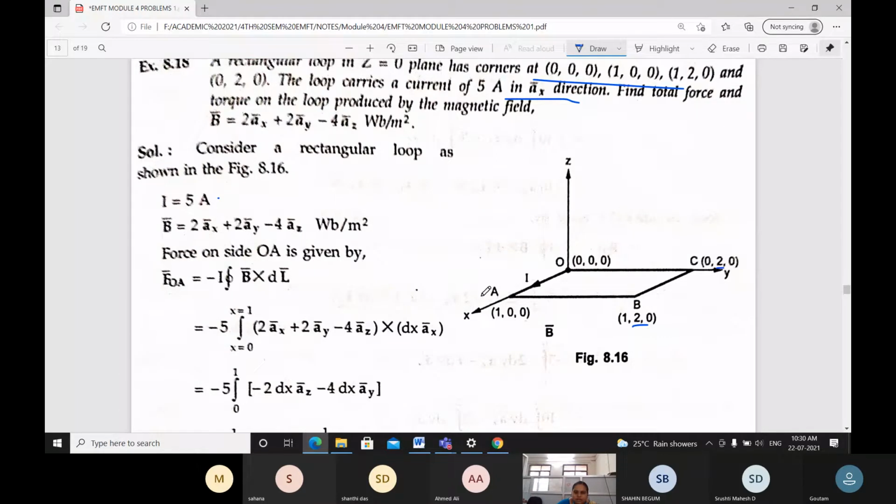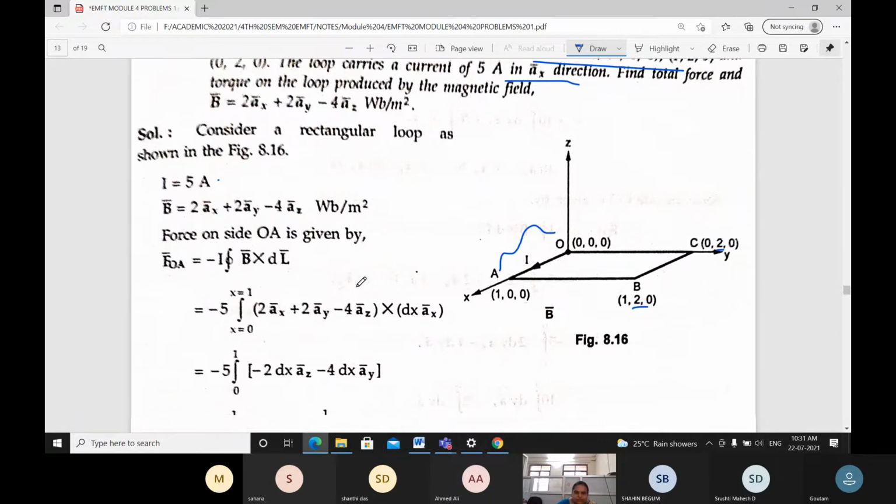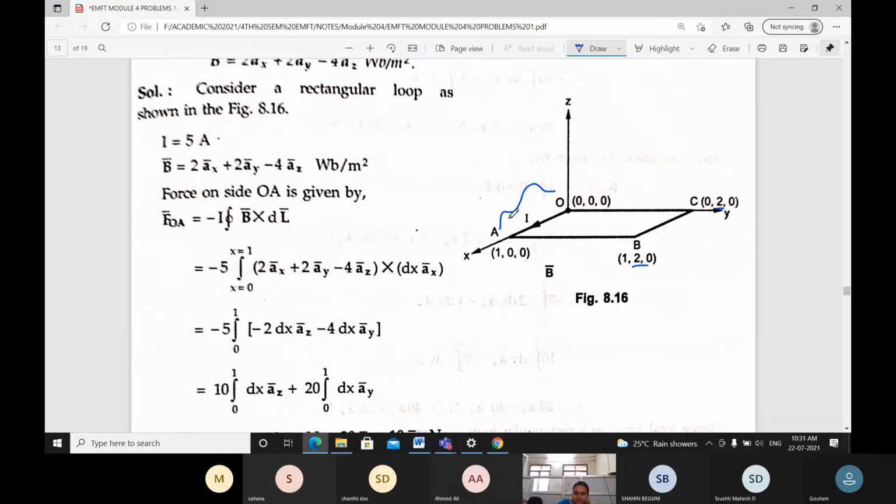Then the force on OA, FOA, is equal to minus I integration of B cross DL, where the direction is AX, the X direction. For that reason, minus current I, where the integration is from X equals 0 to 1, of (2AX plus 2AY minus 4AZ) cross DX AX. Instead of DL, we take DX into AX, in the X direction.